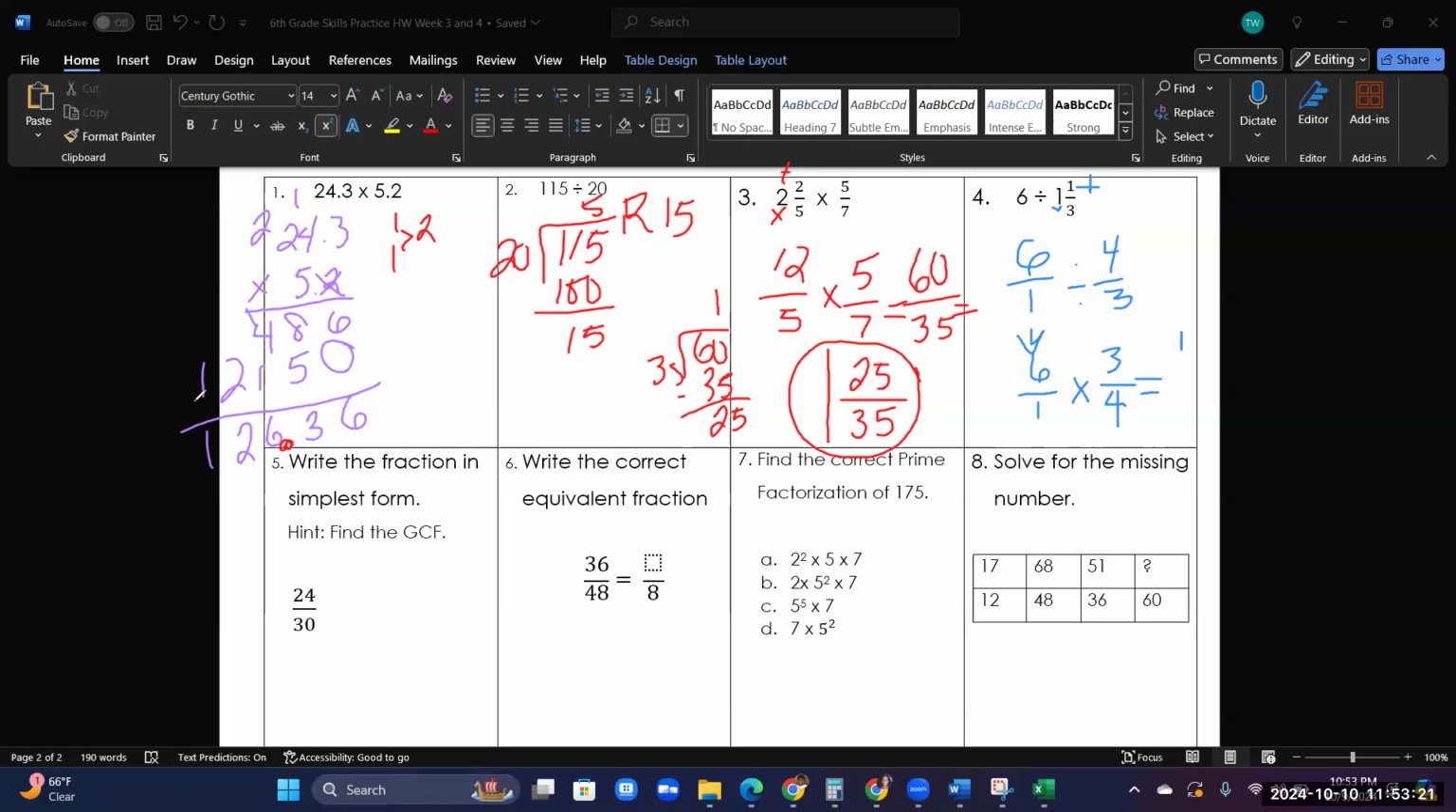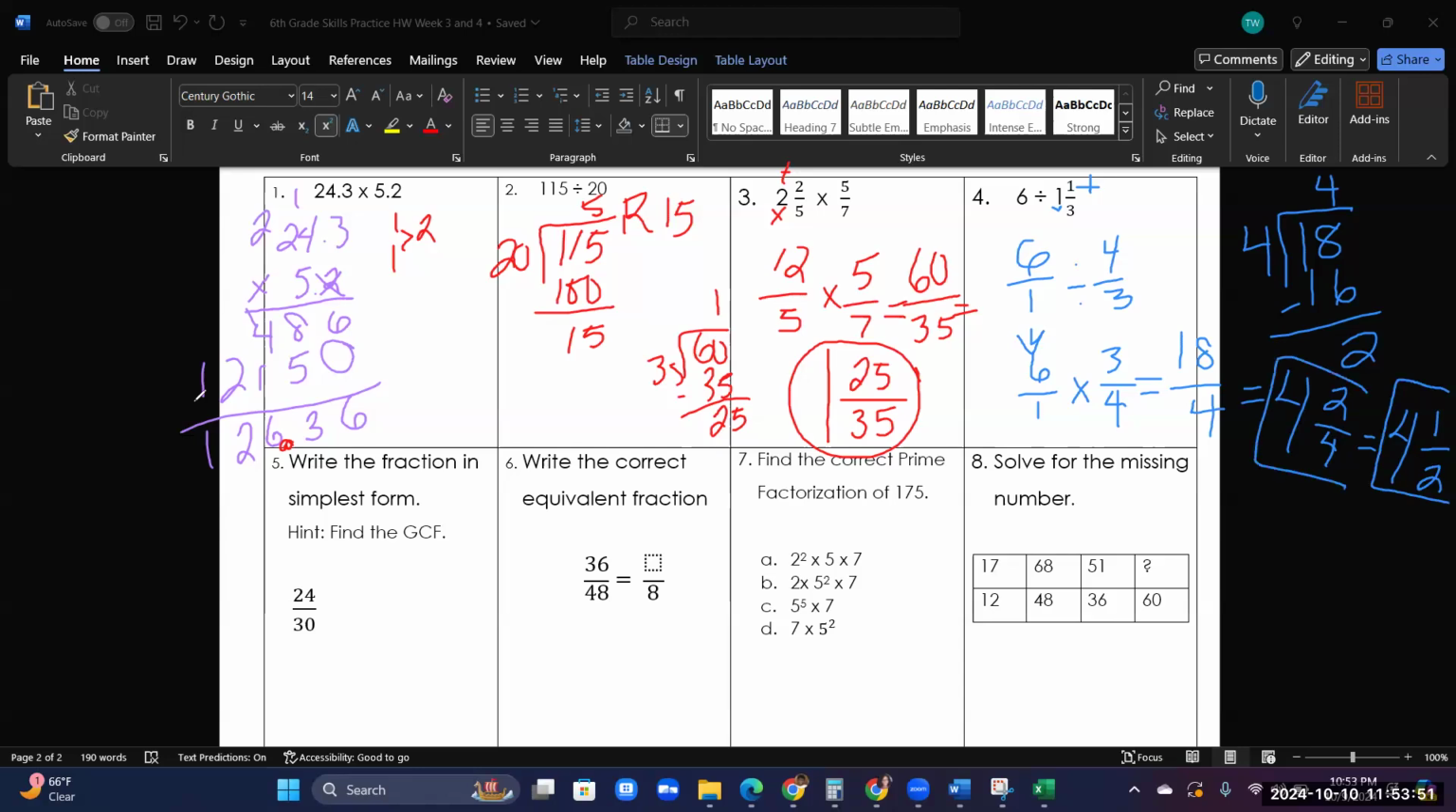Then multiply. 6 times 3, 18. 1 times 4 is 4. It's improper, so divide it out. 4 times 4 is 16. 2. 4 is a whole number. 2/4. And you may know that 2/4 is the same as 1/2. If she expects you to simplify, do that; if not, you can go with the 4 and 2/4.